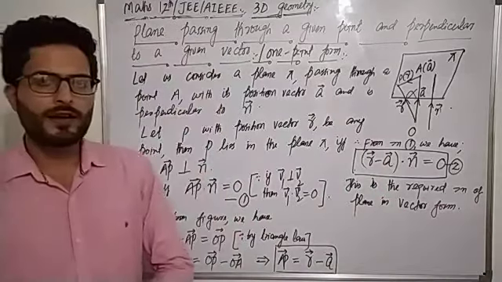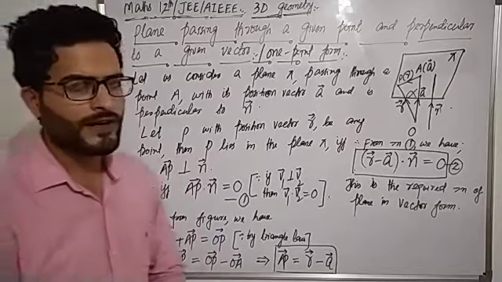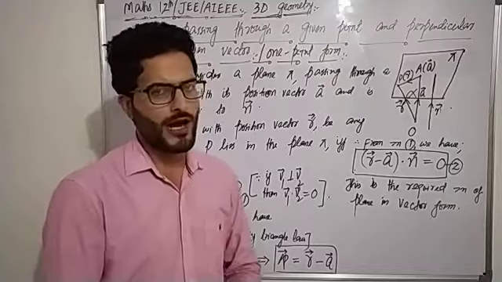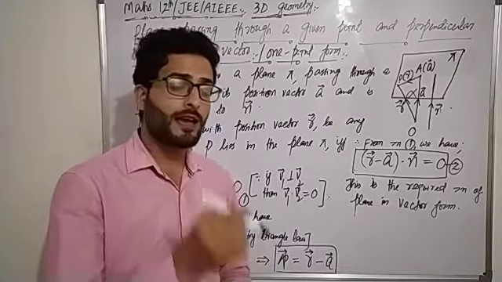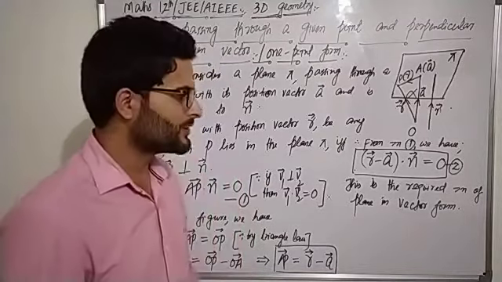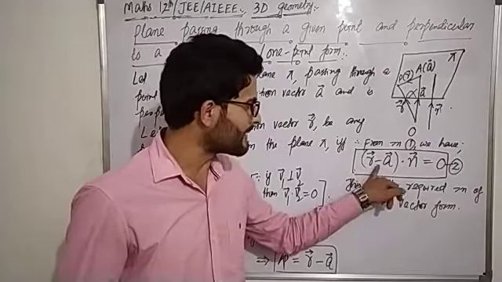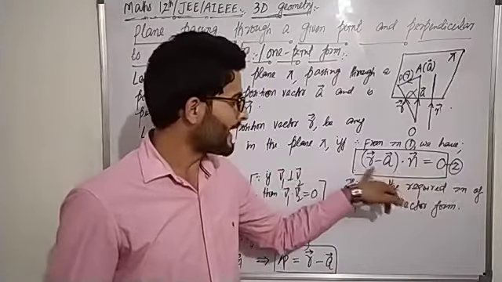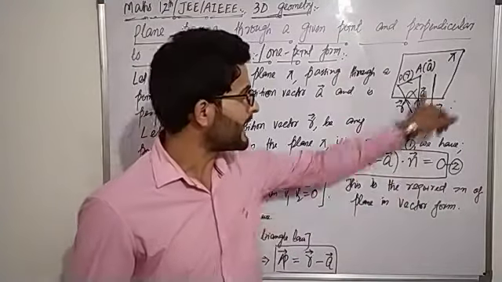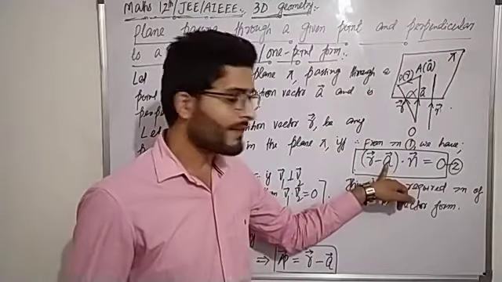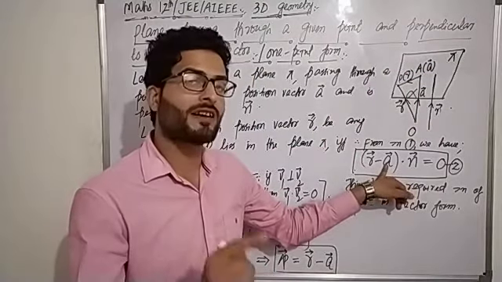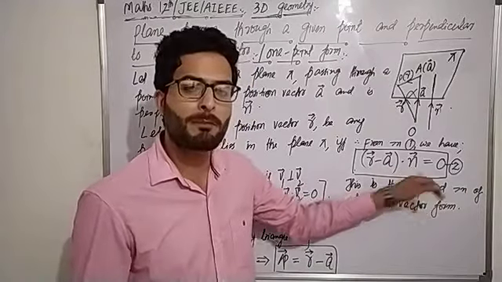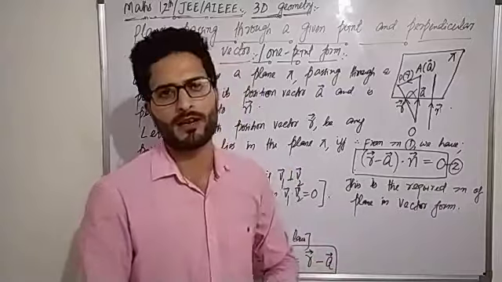This is the required equation of the said plane in vector form. So what will be the vector form of the equation of that plane which is passing through a point and to which a vector is perpendicular? The equation in vector form is r vector minus a vector dot n vector is equal to 0, where r vector is the position vector of any point in the plane, a vector is the position vector of the given point through which the plane passes, and n vector is that vector which is perpendicular to the plane, which is normal to the plane, right?